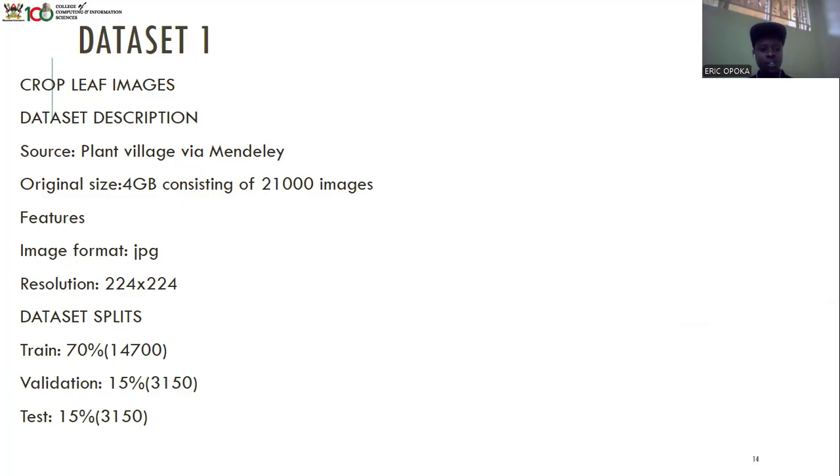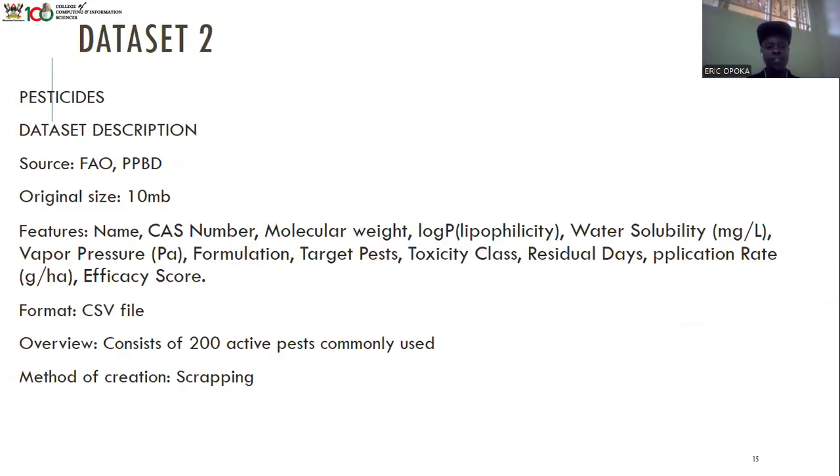Then it had that resolution, and we split the data: 70% for training, 15% for validation, then testing was 15% also.